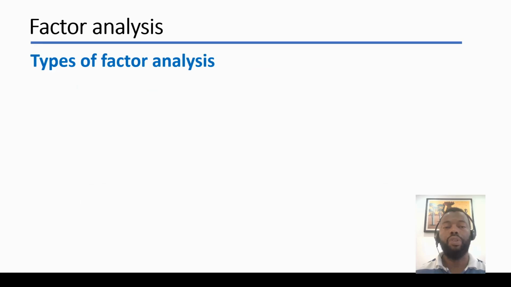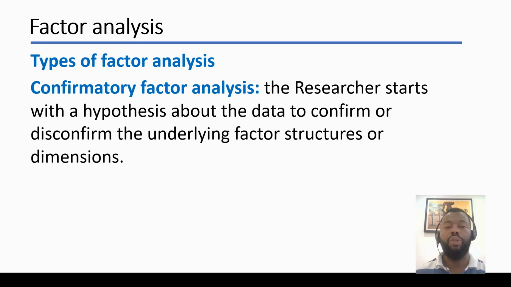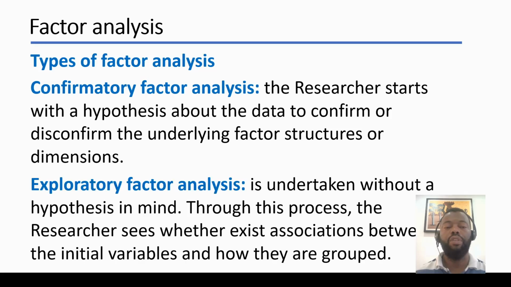Types of factor analysis. Confirmatory factor analysis: the researcher starts with a hypothesis about the data to confirm or disconfirm the underlying factor structure or dimensions. Exploratory factor analysis is undertaken without that hypothesis in mind. For this process, the researcher sees whether there exists association between the initial variables and how they are grouping.